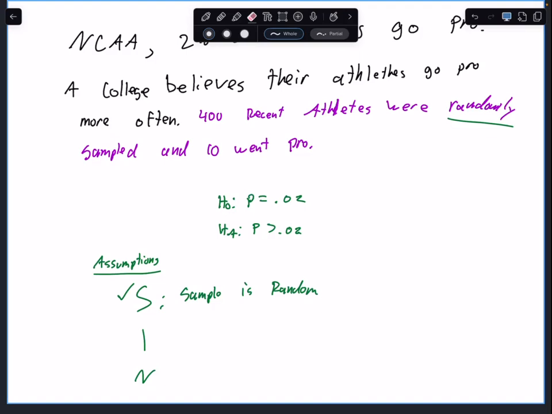If they told me, for example, it was the 400 captains of their sport. Okay, that is not random, right? All the captains were chosen, you're going to get very bad data, right?